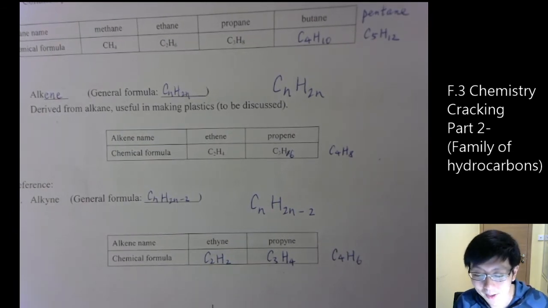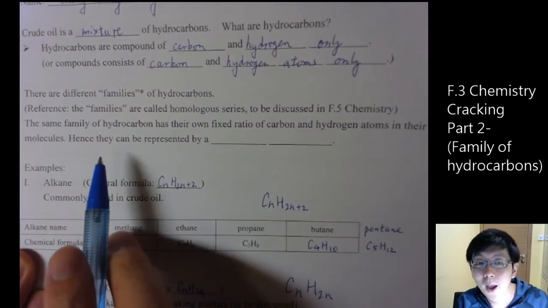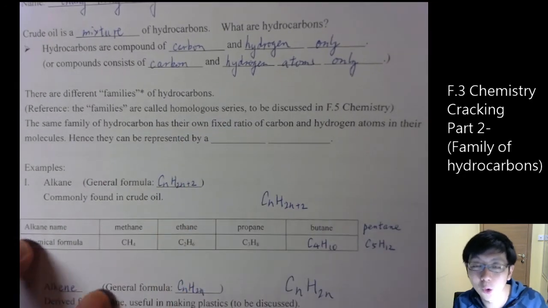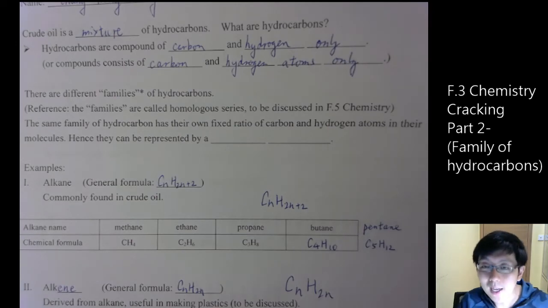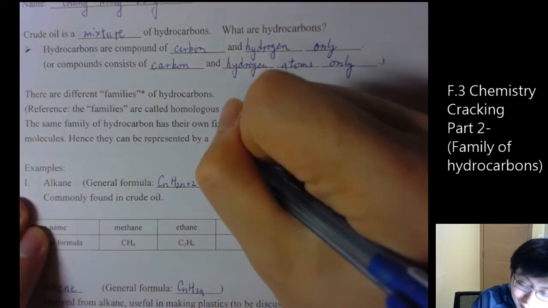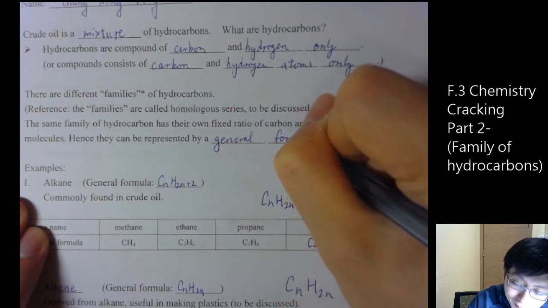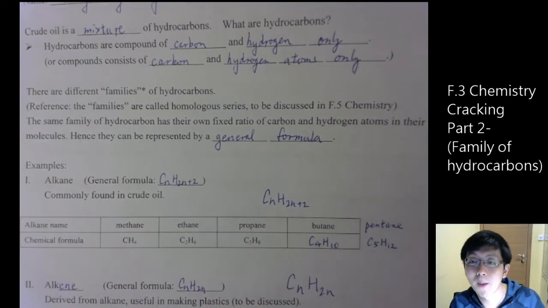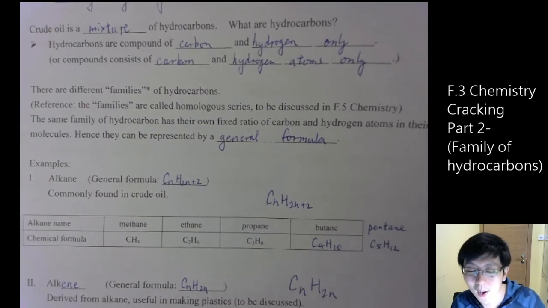Now, these are different types of families of hydrocarbons. If you study chemistry in Form 5, each family has a name called homologous series, but it will not have this name in Form 3. Each family can be represented by its own general formula. Okay, now we know how to distinguish these families of hydrocarbons. So what is the relationship between this, the families, and the cracking? Go back.